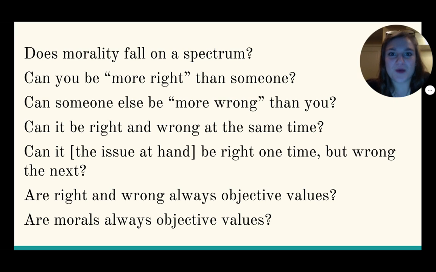So that leads me to the question, are right and wrong always objective values? Are morals always objective values? If right and wrong are not objective and they are dependent upon the circumstance, how the person interprets them, or the events, then it is subjective. And we have a spectrum. That's what creates the spectrum of more right, less wrong.